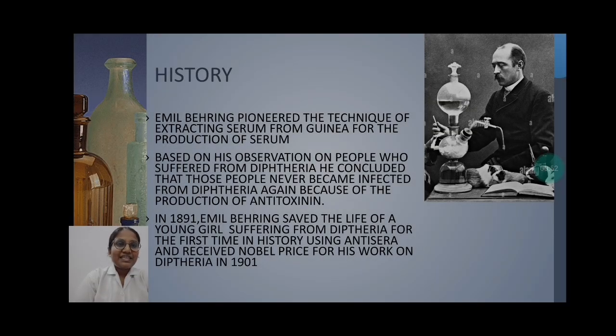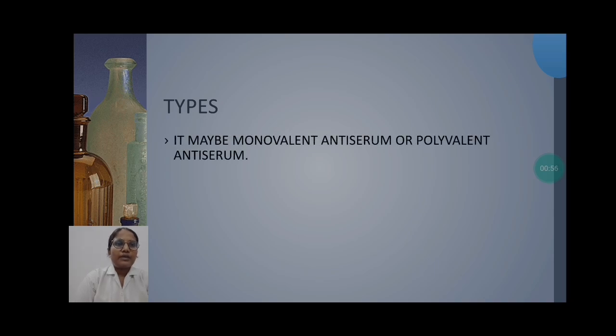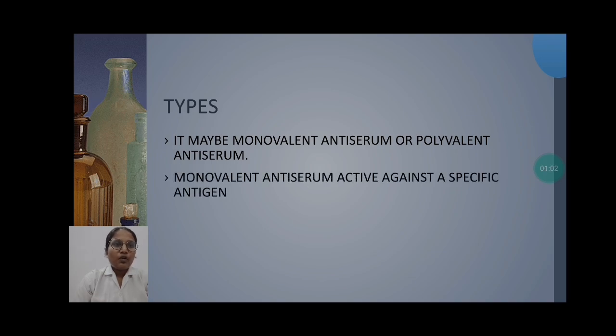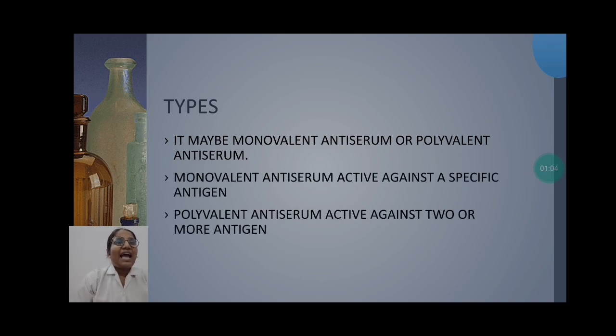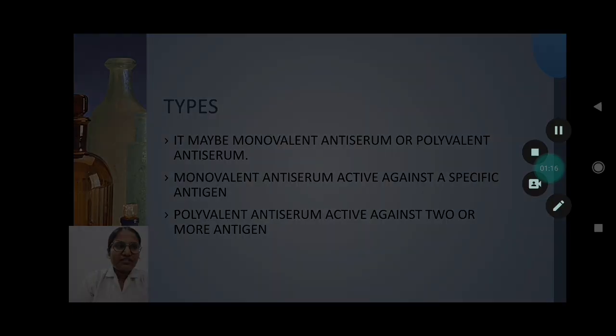Now, let's see the types of Antisera. So, Antisera is of two types, monovalent Antisera and polyvalent Antisera. The word mono means one and poly means two. So, the Antisera which is active against a single specific antigen is known as monovalent Antisera, and the Antisera which is active against two or more antigens is known as polyvalent Antisera.